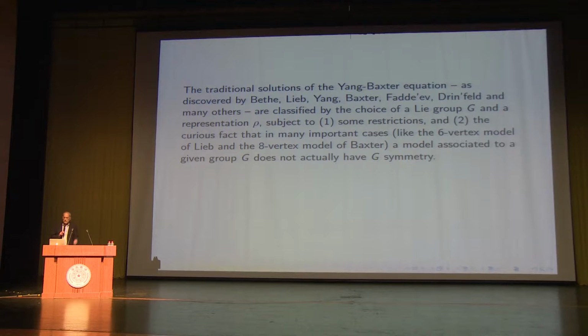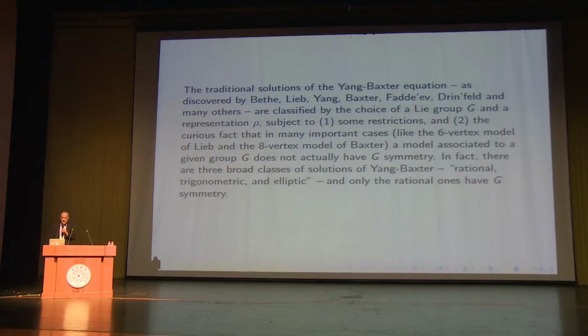So the history of integrable spin systems and also integrable relativistic theories in two space or space-time dimensions, studied by a lot of illustrious people, has given a lot of traditional solutions of the Yang-Baxter equation, which are classified by a Lie group G and a representation rho, with some bells and whistles. First, there are some restrictions on rho and in some cases G. And secondly, there's the curious fact that to me for most of the last 30 years seemed completely crazy, that in many important cases, the model associated to a given group G does not actually have G symmetry. In fact, there are three broad classes of solutions of Yang-Baxter called rational, trigonometric, and elliptic, and only the rational ones have G symmetry.